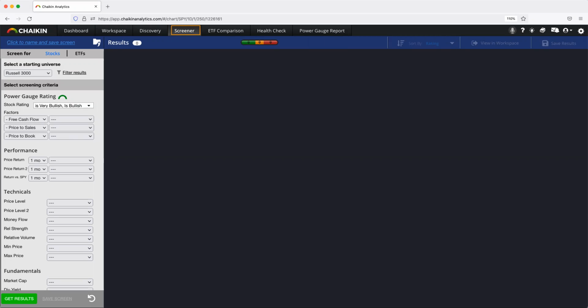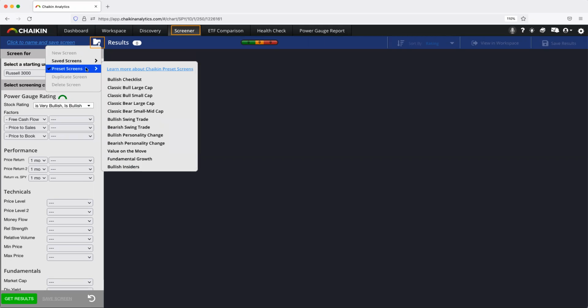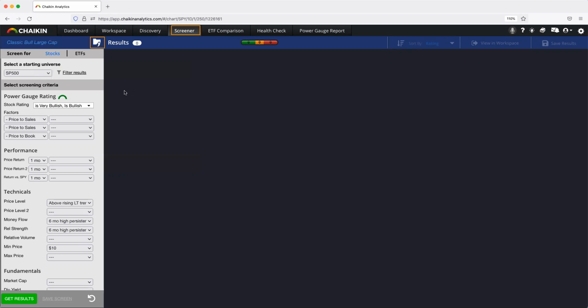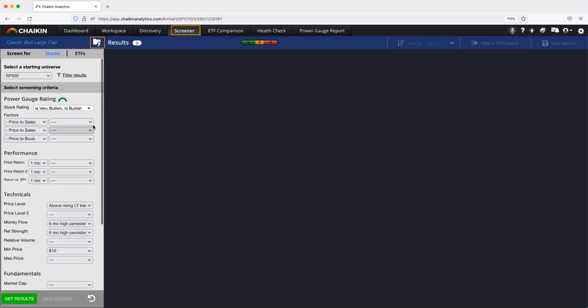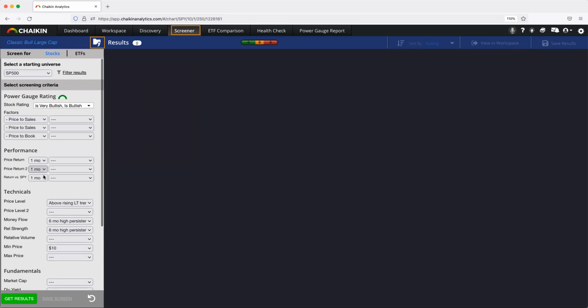How do we get started? What criteria are we interested in? Well, the preset screens are here to make that easier for you. There are 12 preset screens, and you can learn more about each of those preset screens by clicking this link. Learn more about preset screens. Last week, we covered the bullish swing trade screen. This week, I'd like to cover the classic bull large cap. Let's give this a click. And by clicking right here, immediately criteria has now filled in the screener for us.